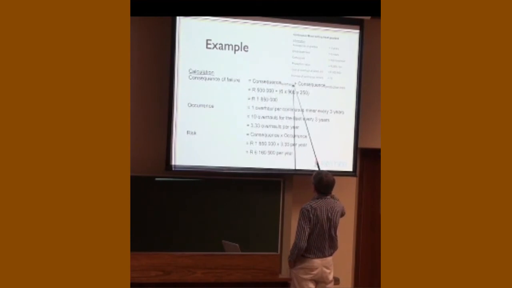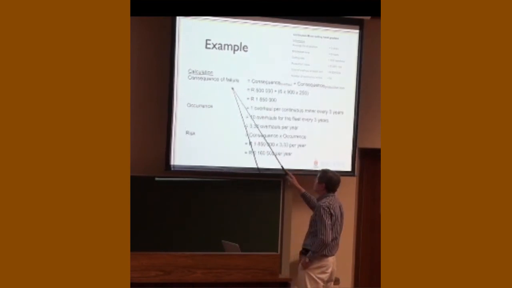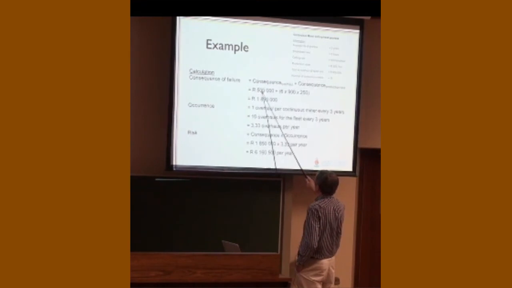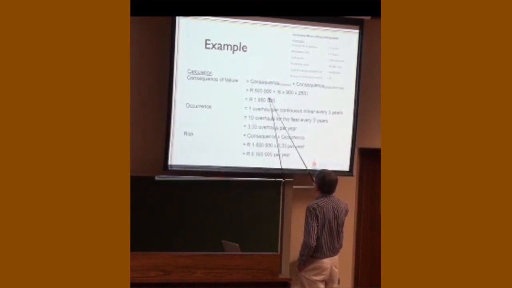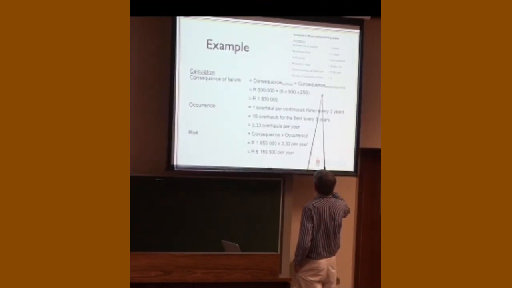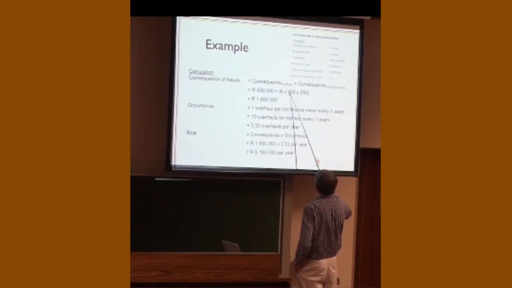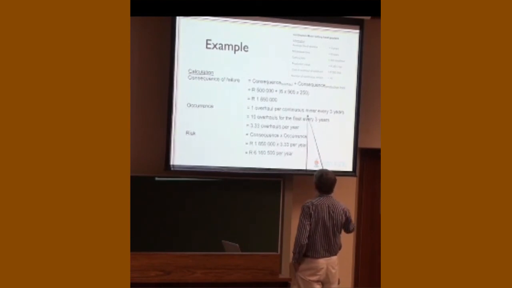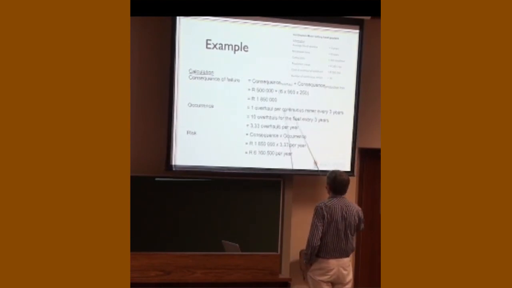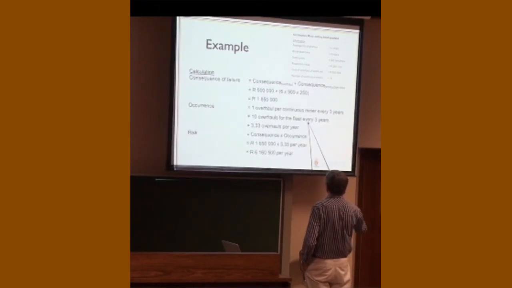We say it's the consequence of an overhaul plus the consequence of a production loss. Because when it fails, it is sent out for overhaul. And we say that that costs 500,000 that we set there. And we say that we also lose production. We lose 6 hours at 900 tons per hour at 250 Rand per ton. So that gives us this loss. It occurs one time every 3 years. So we have 10 overhauls for the fleet every 3 years.